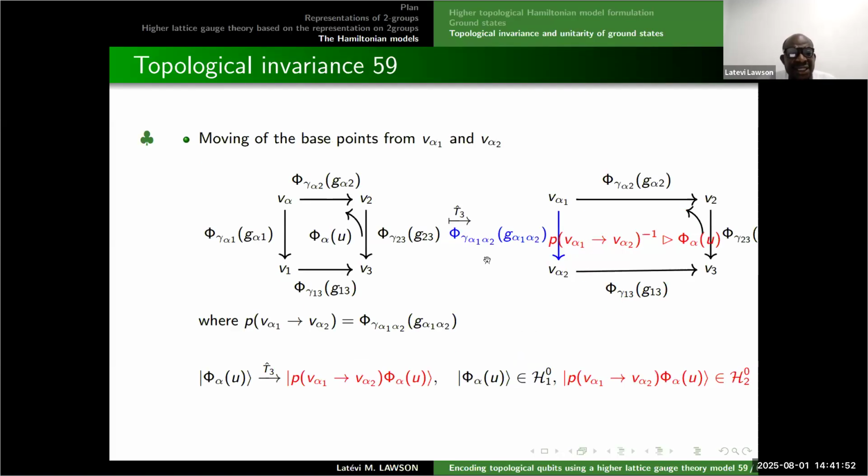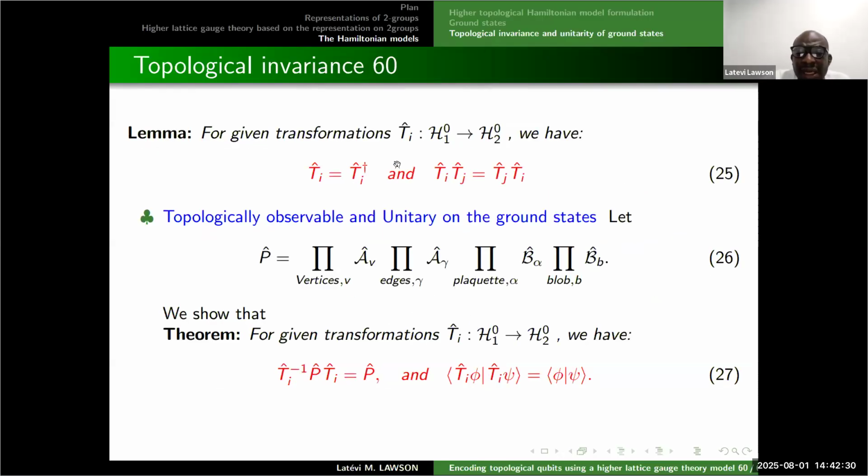And transformation 3 is to swap the base point from V1 to V2. It is also a kind of change in my addressing. So if I change the base point V1 to V alpha 2, I change my addressing. So these are the three kinds of transformations or perturbations of my lattice that can happen in my system. From all those transformations, we can get a result showing that these transformations are unitary and also commutative.